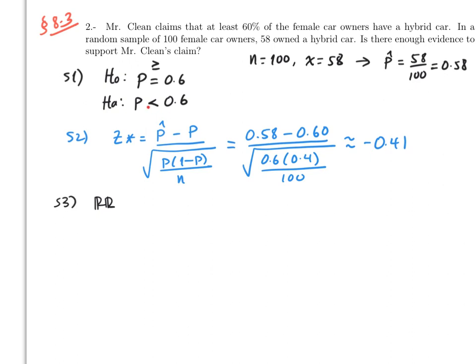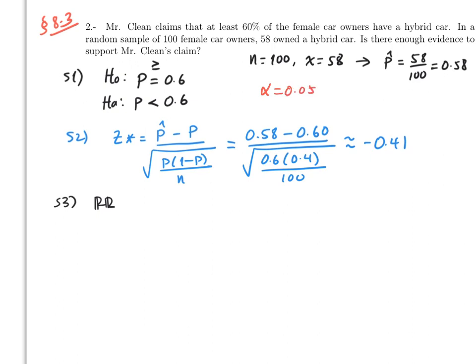In step 3, we need to find the rejection region. Because of this, remember this is a one-tailed test, so alpha doesn't have to be divided by 2. Actually, alpha is not even given, so by default, remember that if there is no alpha, by default alpha is 0.05.